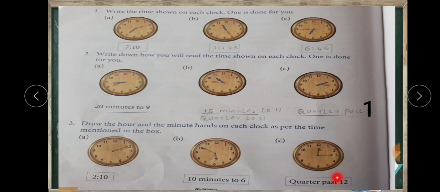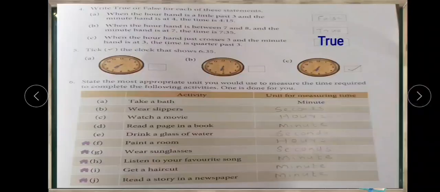The third question is quarter past 12. That means 15 minutes over after 12 o'clock. So the hour hand is on 12 and the minute hand is on 3. Okay, children. Let's move to the next exercise.